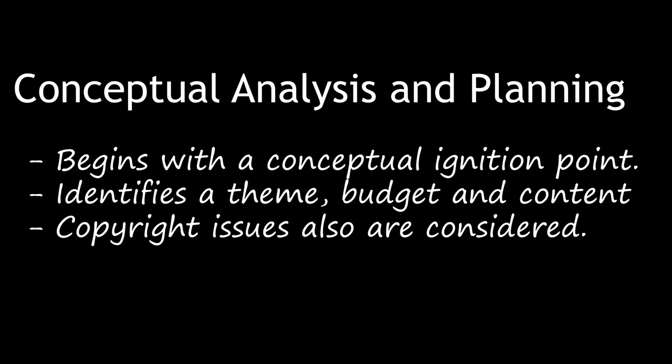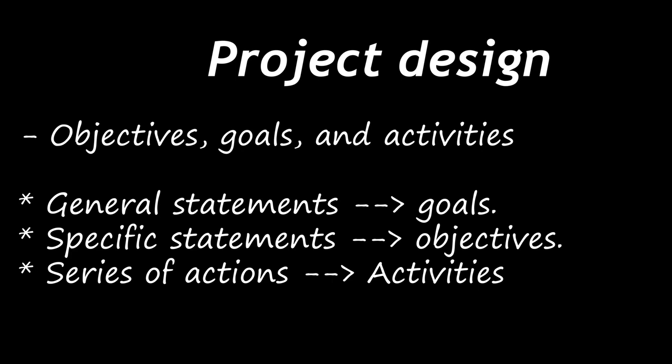Then we have to see our budget, our content availability and our theme, so that it will be easy to complete our production. And one more thing, copyright issues are also considered in this conceptual analysis and planning phase. Next one is project design. In conceptual analysis and planning, we'll have a theme, right? Once the theme is finalized, next thing is we have to finalize our objectives, goals and activities.